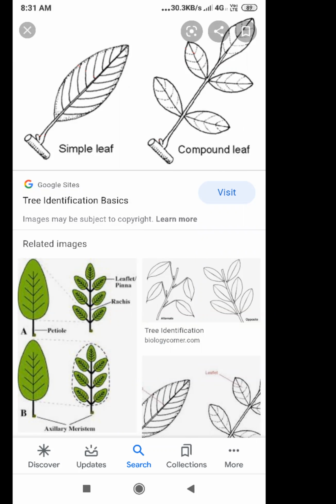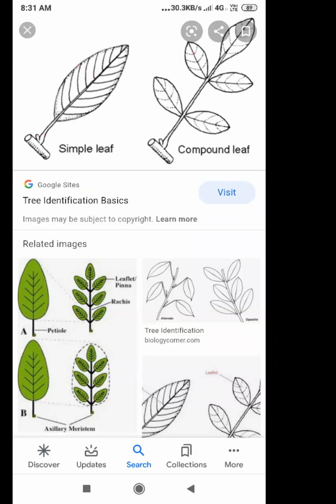Then coming to the compound leaf. A compound leaf has more than one leaf blade. In this, the midrib is divided into leaflets. You can see this in the picture also.